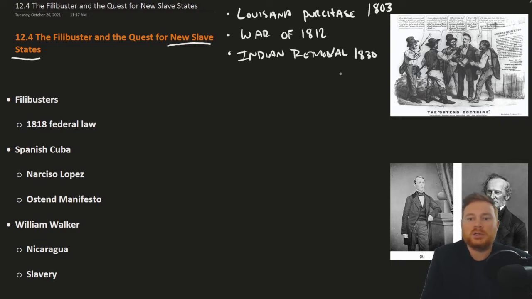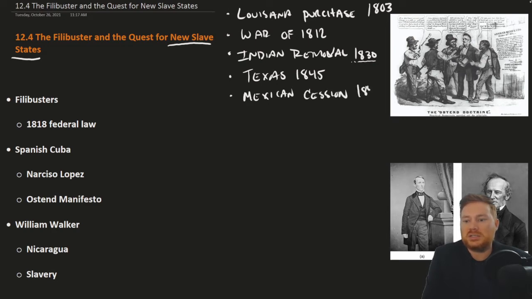We talked about Indian removal in the context of Andrew Jackson's presidency, but it's not a coincidence that the urge to remove Indians from their lands intensifies as cotton is becoming more profitable. Those things are linked in some sense. The acquisition of Texas in 1845, and then, of course, the largest territorial acquisition, at least in these recent chapters, was the Mexican Cession in 1848.